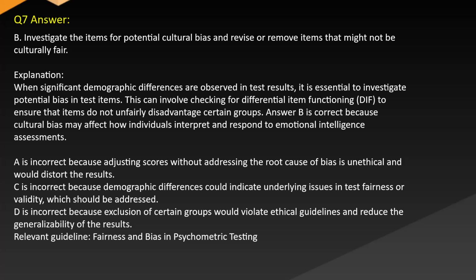Answer B is correct because cultural bias may affect how individuals interpret and respond to emotional intelligence assessments. A is incorrect because adjusting scores without addressing the root cause of bias is unethical and would distort the results. C is incorrect because demographic differences could indicate underlying issues in test fairness or validity which should be addressed. D is incorrect because exclusion of certain groups would violate ethical guidelines and reduce the generalizability of the results. Relevant guideline: fairness and bias in psychometric testing.